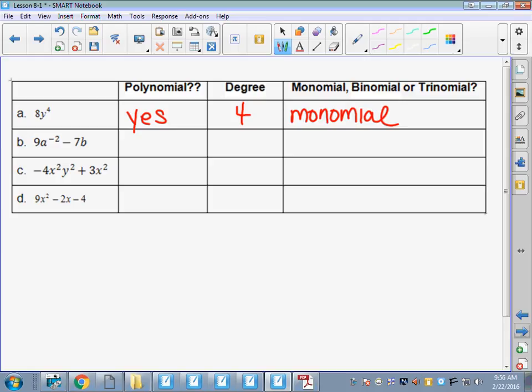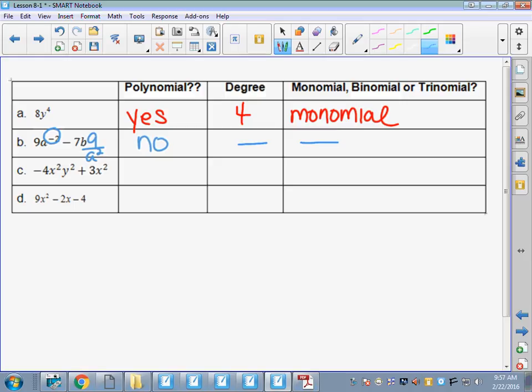Letter B is sneaky. Watch carefully. What is wrong or unusual about 9a to the negative 2 minus 7b? Well, we all know we don't like a negative exponent. That really would be 9 over a to the second power. And then we're talking about variables in the denominator. So this guy is not a polynomial, which means we're not going to talk about degrees or how many terms there are.